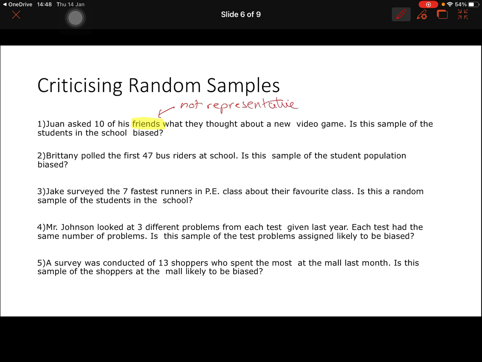Okay. Second one, Brittany polled the first 47 bus riders at school. Is this sample of the student population biased?